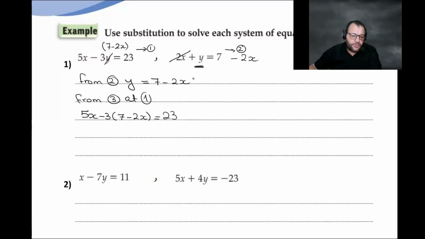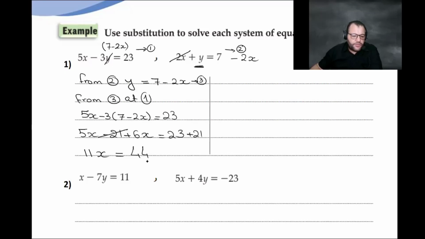Any problem until now? No, mister. No problem. Okay. So now we need to continue. How can we solve? 5x minus 21 plus 6x equals 23. Now we shift 21 to the other side by adding 21. So now we have 5x and 6x equals 11x. 11x equals 44, so x equals 4.